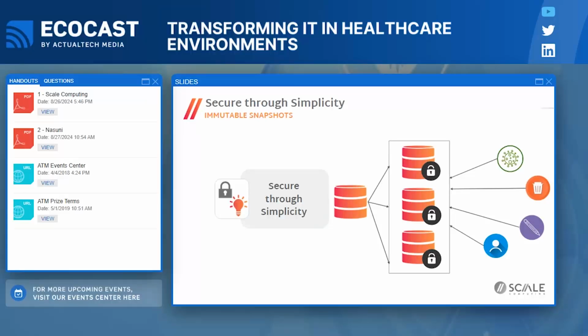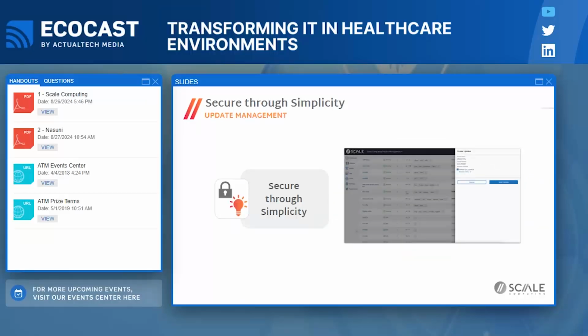Another critical piece is updating your infrastructure and related hardware. Managing security across diverse devices and systems can be very complex. SC Platform simplifies this process.